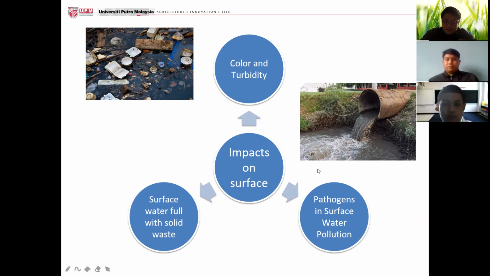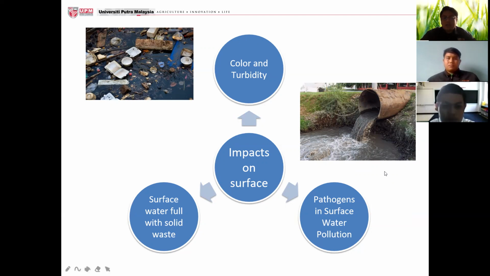So the second one is pathogens in surface water pollution. One of the biggest risks to humans from surface water pollution is pathogens that can cause types of waterborne diseases. These come from human waste as well as industrial sources, which include organic chemicals and heavy metals.